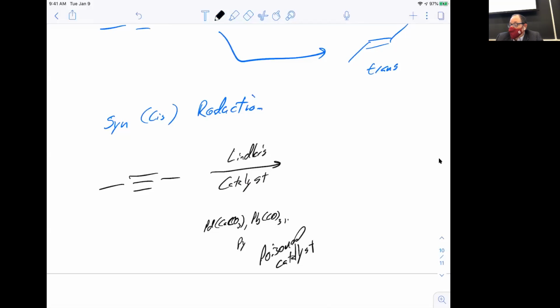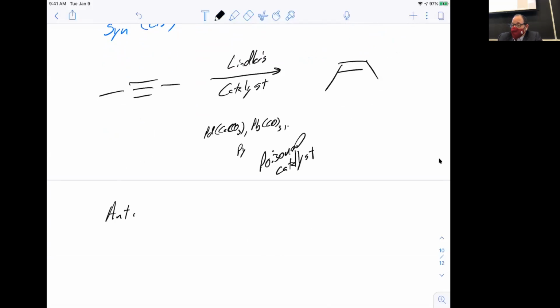What the poison catalyst does is allow the reaction to stop at the alkene. And it's a syn addition, both hydrogens add to the same side, the same reason we saw syn addition with the alkene. The hydrogens are absorbed onto the metal surface, the alkyne comes down to the metal surface, and then the hydrogens go up. It's just that when I poison the catalyst, I make the alkyne reactive and the alkene unreactive, so I can stop there.